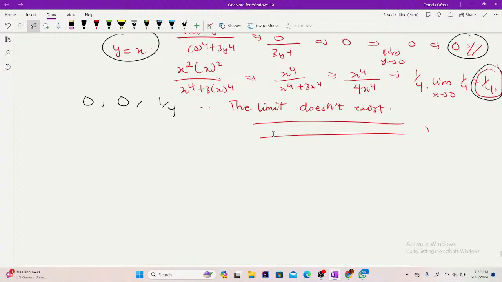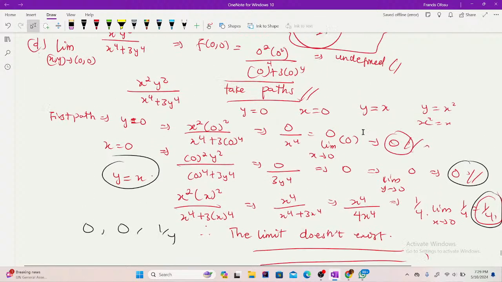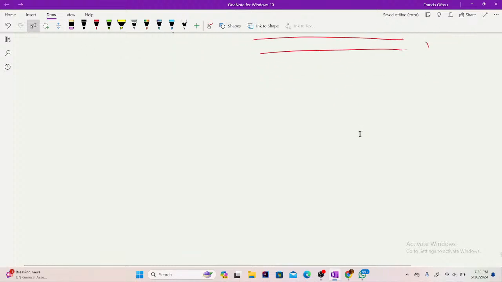Okay, so now let's take another example. So this was our fourth, right? So let's take our fifth example. So for our fifth example, I'm giving an expression here. So I'm having x cubed y all over x to the power 6.